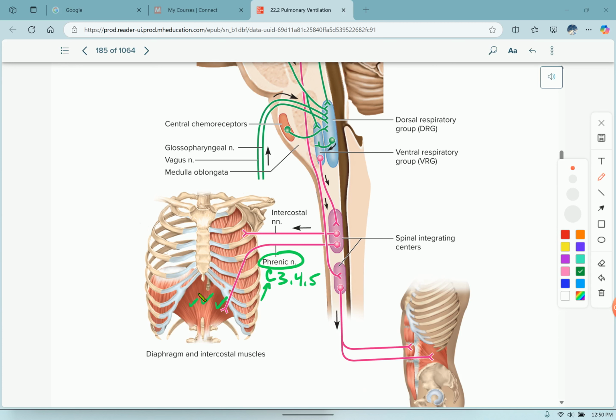So we have the brainstem itself, so the pons, the medulla, and then we have cranial nerve 10, so the vagus nerve, and then we also have the intercostal nerves, and we have the phrenic nerve. So there's a lot of neurological innervation that goes with breathing. Okay, the DRG, so the dorsal respiratory group, does communicate with the ventral respiratory group.